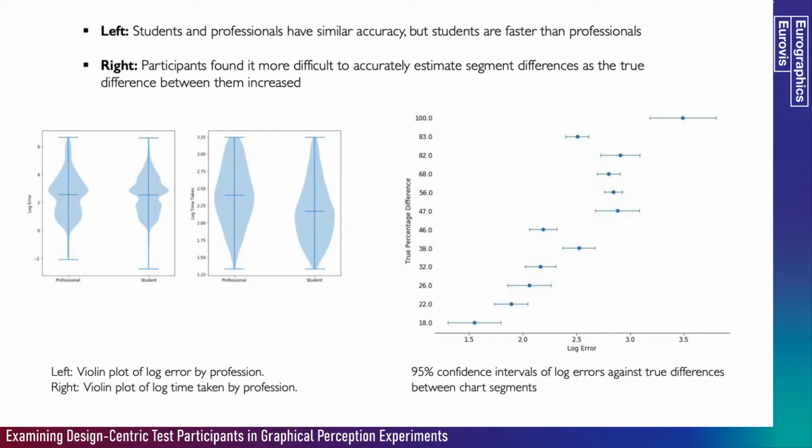And on the right, apart from our results of chart types and occupation, we also found that the observed errors have a relationship to the actual true difference between the 2 segments that the respondents are asked to compare. Overall, mean error decreases if the difference between these 2 segments increases. This suggests participants find it more difficult to accurately estimate the difference between 2 segments as the true difference between them increases. We also note that the error variance, if you look at the extremes of this chart, are noticeably higher for both very small and very large differences.